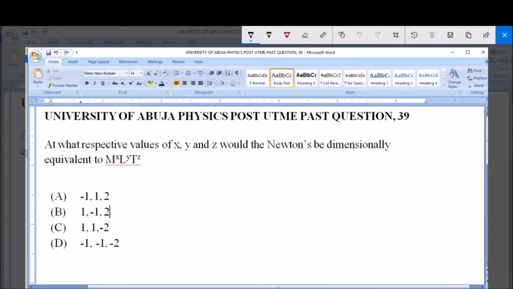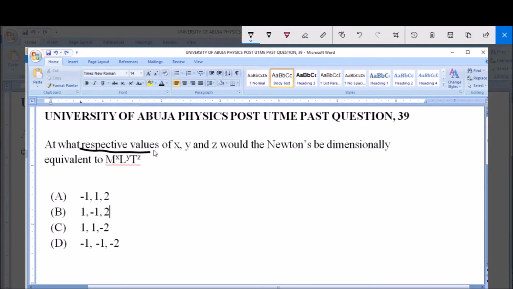At what respective values of x, y, and z would the newton be dimensionally equivalent to m^x, l^y, t^z? What I mean is m raised to the power of x, l raised to the power of y, and t raised to the power of z. Now, this question said respective values. You need to take note of this word respective.